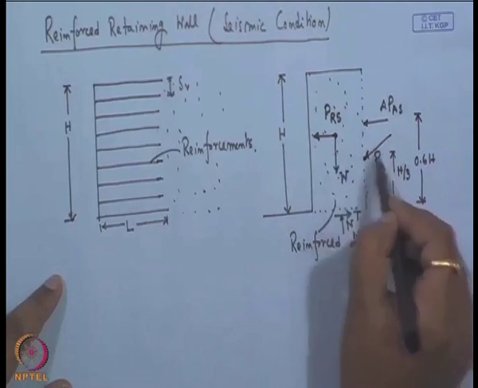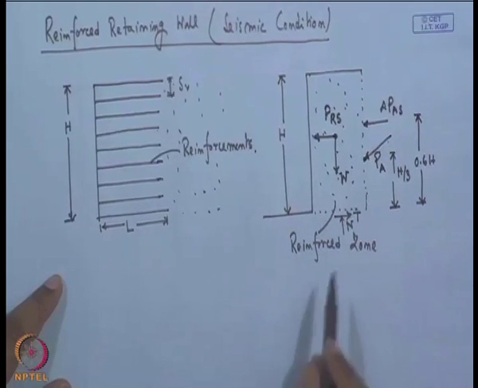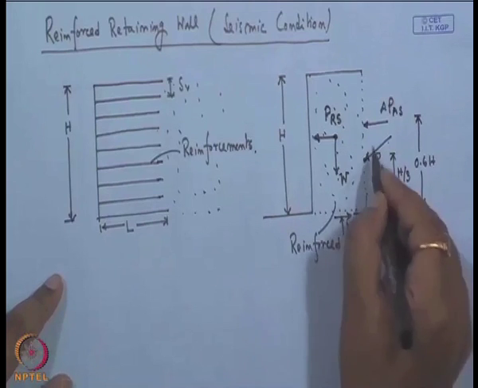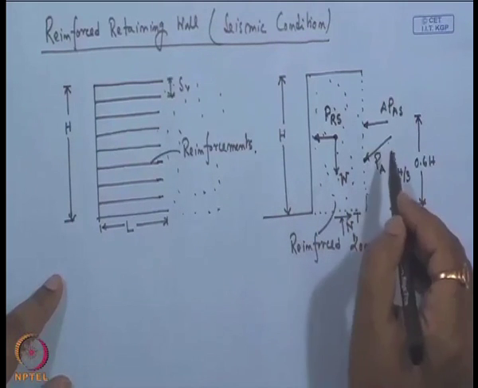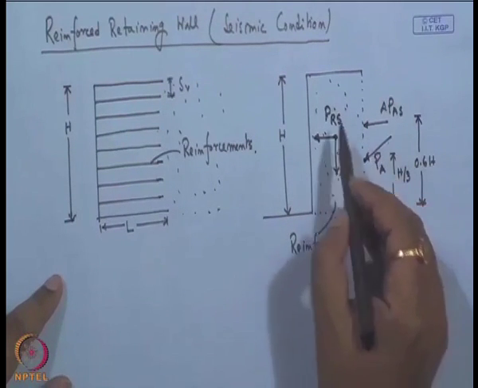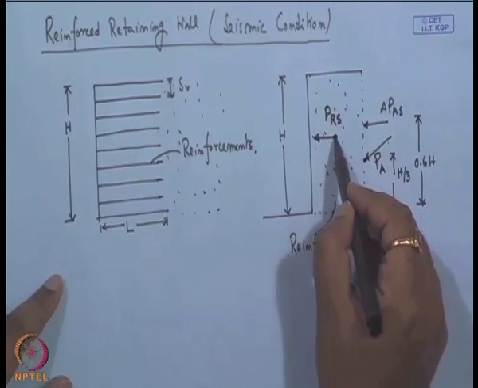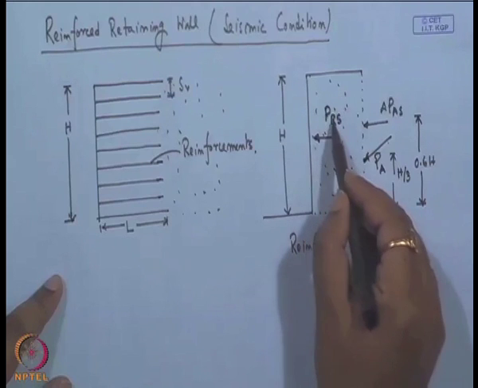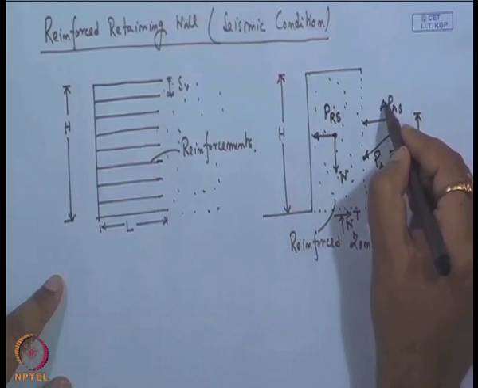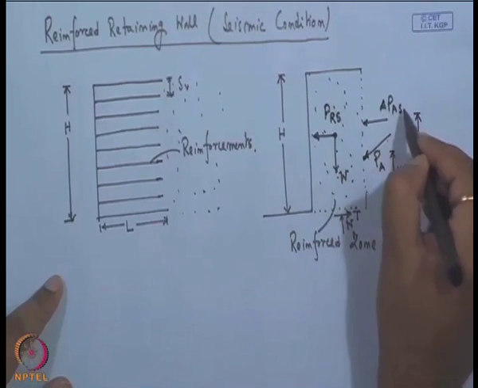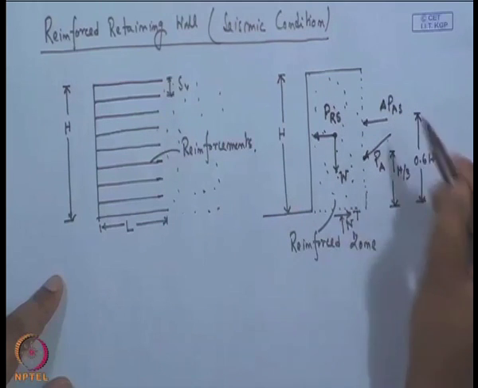Only these two forces we consider during the design of the seismic retaining wall under static condition. For the seismic condition, we have to add two additional forces. This is the horizontal force; we are neglecting the vertical one. This is the horizontal force P reinforced zone in seismic condition, and this is the additional force due to the earthquake, P A E S, in the seismic condition.